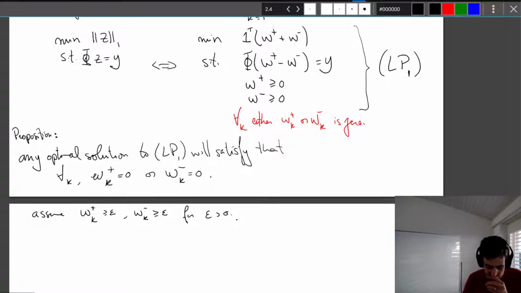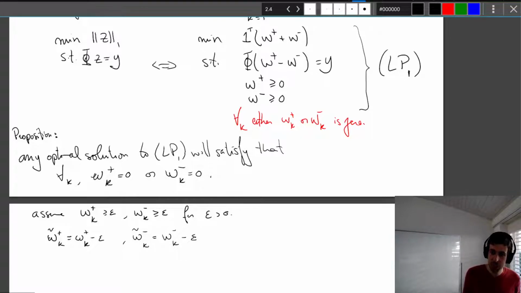Then it's very easy to see that you could do a better objective. Just take a new solution, let's say W tilde equals W_k plus epsilon, and take W_k minus tilde to be W_k minus epsilon. I mean, this is a lot of letters, but really the idea is very simple. This is a better solution.